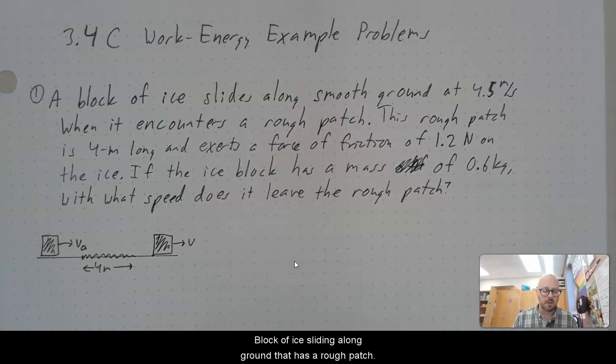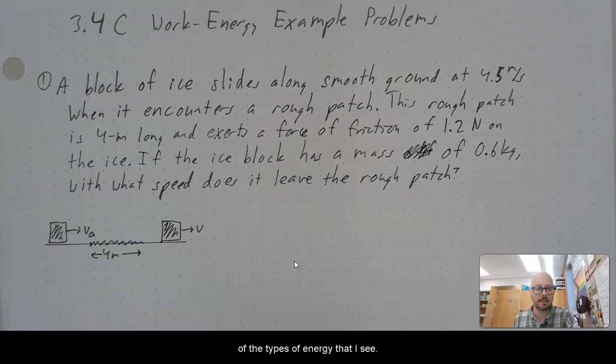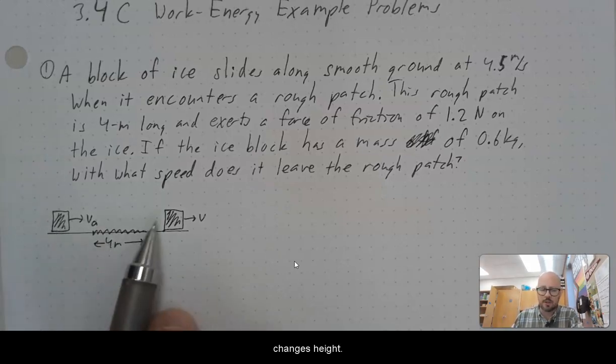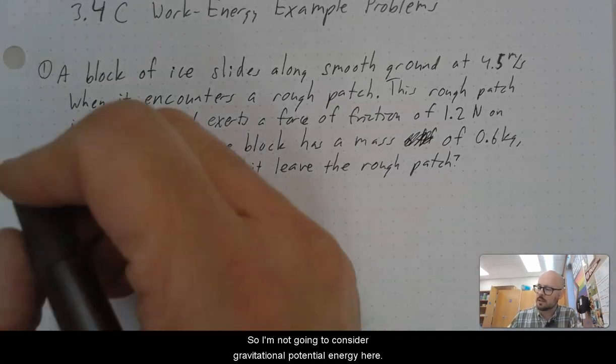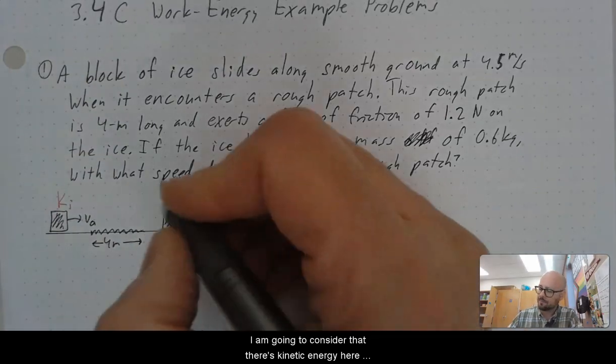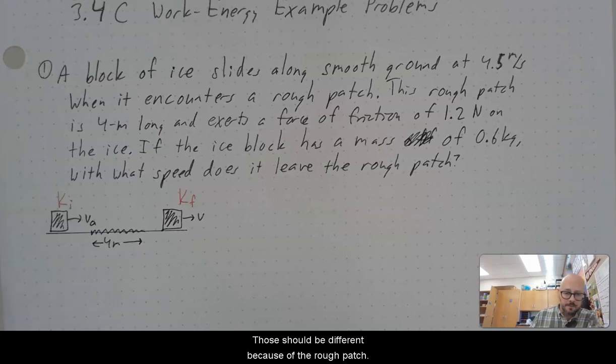Block of ice sliding along ground that has a rough patch. So like any energy problem, I'm going to label it in terms of the types of energy that I see. Now this is flat ground, meaning this block never changes height, so I'm not going to consider gravitational potential energy here. I am going to consider that there's kinetic energy here and kinetic energy here. Those should be different because of the rough patch.